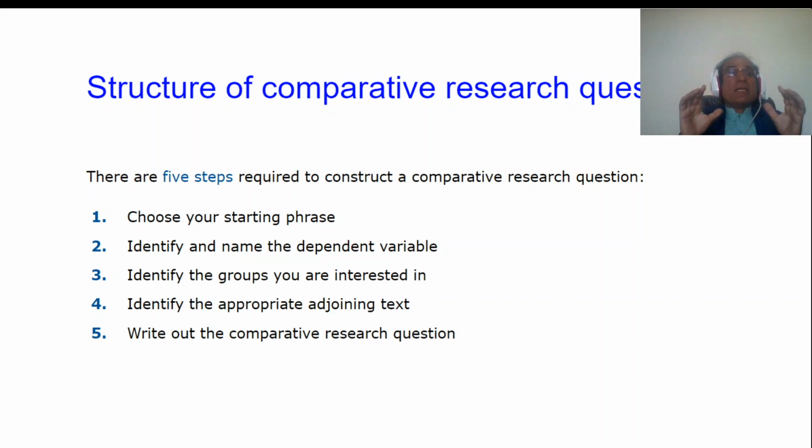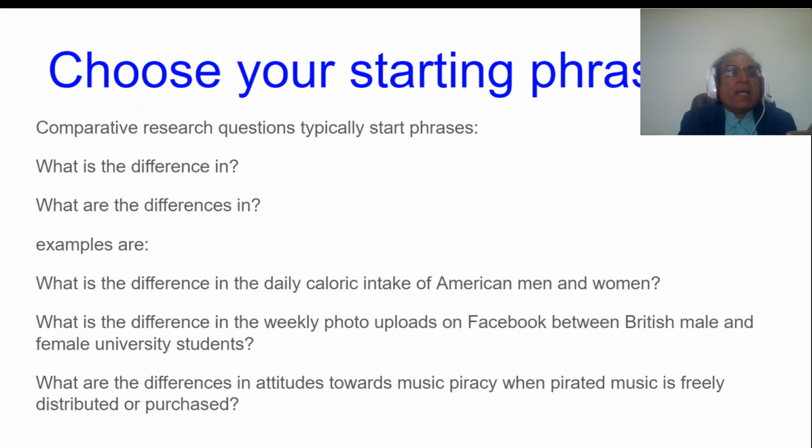Next type is the structure of the comparative research question. There are 5 steps required to construct a comparative research question. First of all, choose your starting phrase, identify and name the dependent variable, identify the group you are interested in, identify the appropriate adjoining text, and write out the comparative research question. Now, I will explain these 5 steps one by one.